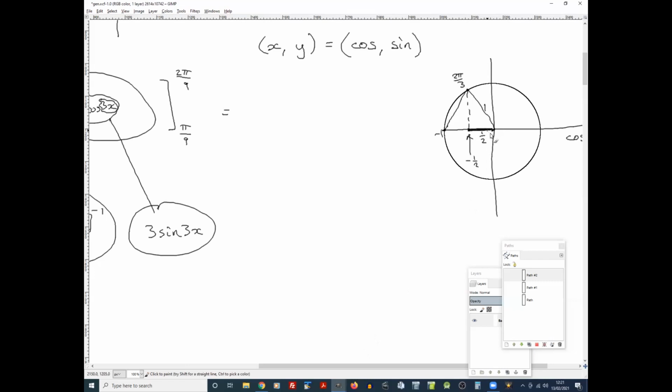Yeah. It's probably confusing to have that half there. Cos of that angle is minus a half, yes. Right, okay.